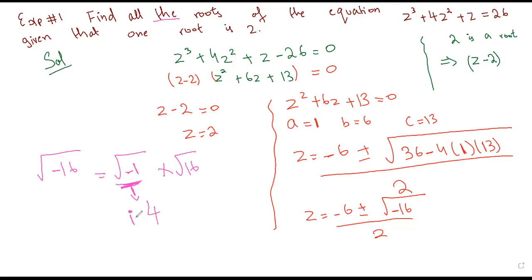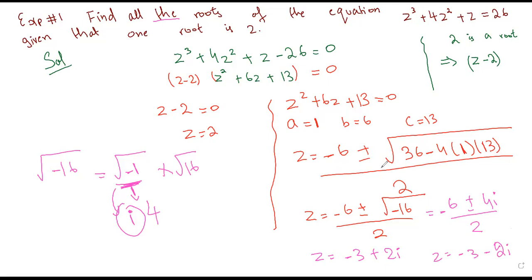We are able to find the solution now, because this is our helper. We can write it as iota. So this would be minus 6 plus minus 4 iota divided by 2, and you can write it separately. That would be z equals minus 3 plus 2 iota. I have divided 6 and 4 by 2, and the other one would be minus 3 minus 2 iota, right? So these are the three solutions.